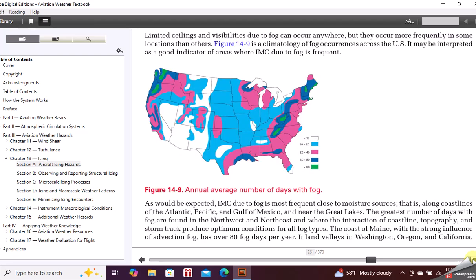Fog. Fog's a big problem in West Virginia. Think about it. You have mountain valleys. Cold air drains into these valleys. You get great radiational cooling. You wind up with fog.